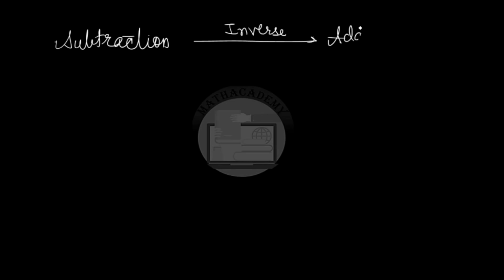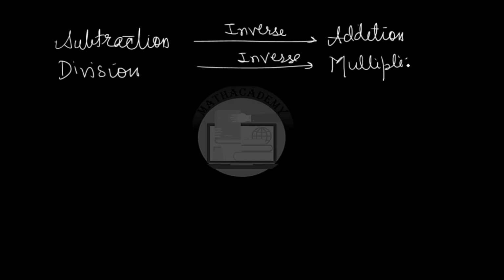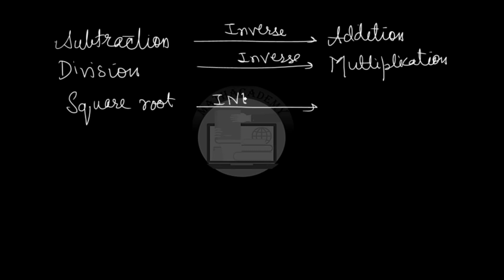So we see that like subtraction is an inverse operation of addition, division is an inverse operation of multiplication. Similarly, finding the square root of a number is an inverse operation of finding the square of a number.